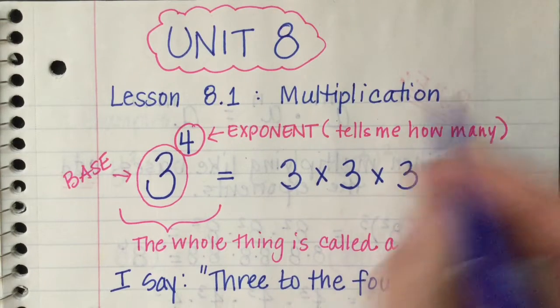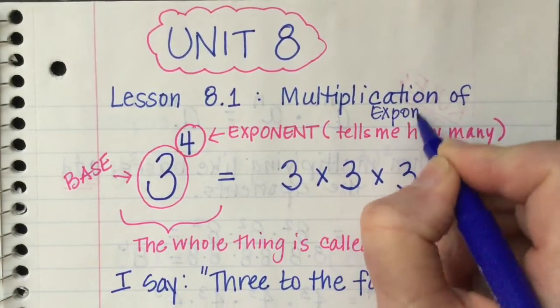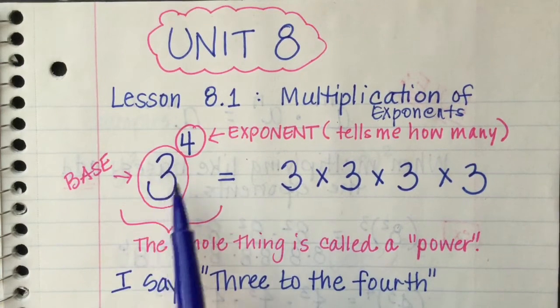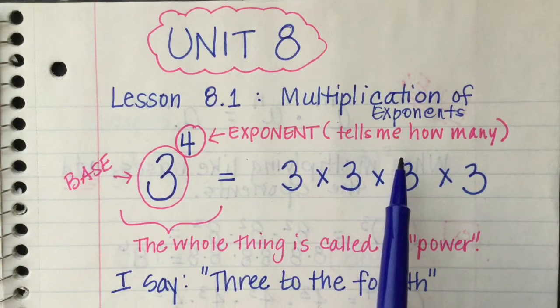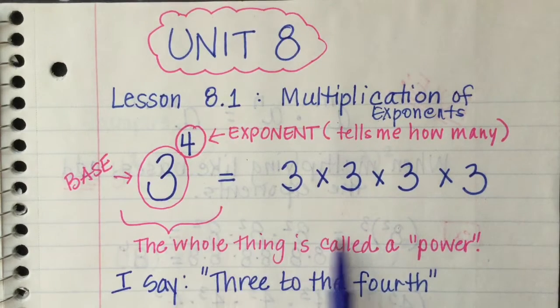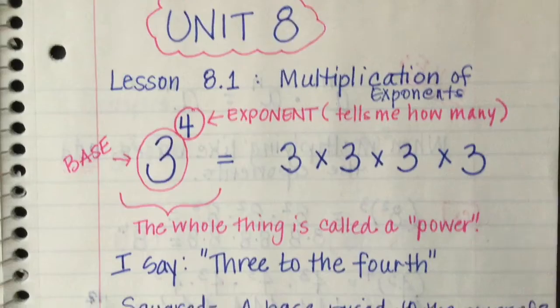So multiplication of exponents. Now an exponent is that little number that's right there above the base. So this 3 is called a base, and the 4 is the exponent. The exponent is just telling me how many of the base I'm multiplying together. The entire thing together, the 3 to the 4th, is called the power. And again, to say that out loud, I say 3 to the 4th power. And it means that I have 3 as my base, and I'm multiplying the 3 by itself 4 times.